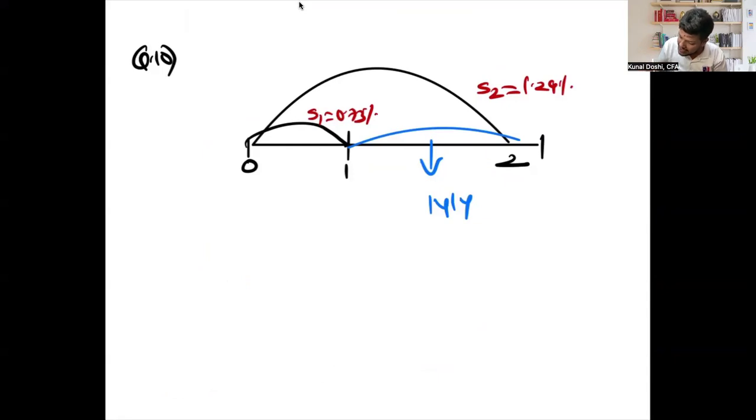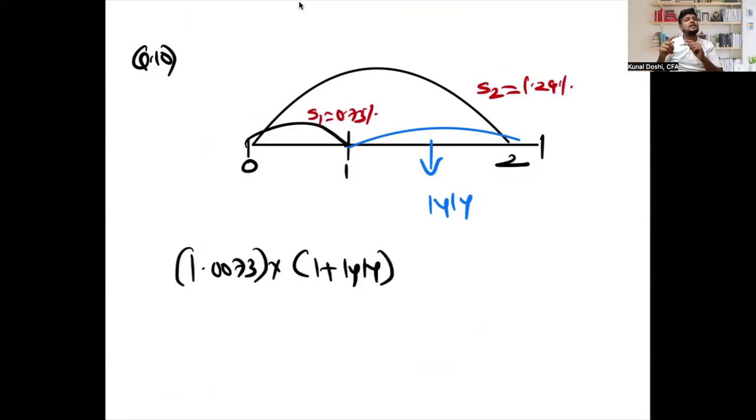So how do I solve this? Let's make this equation. Suppose you invest $1 for 1 year. It will become 1.0073. Then you will reinvest for another year at a rate of 1y1y. 1y1y is the 1 year forward rate after 1 year. This should match the 2-year spot rate, 1.0129 squared, because it's a 2-year rate. Right? This is what we do in fixed income.